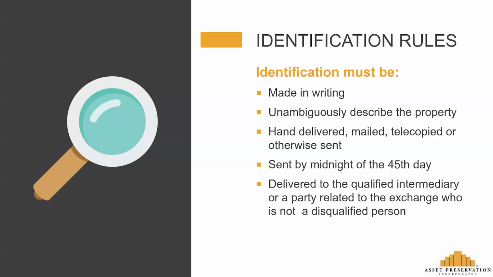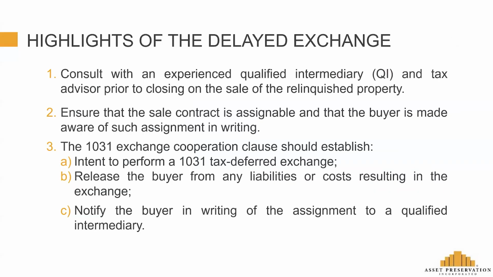Here's what you have to do. You have to identify in writing, and this one's a key word, you must unambiguously describe the property. So a street address or legal description, got to be done by midnight of the 45th day, and generally that goes to the qualified intermediary.